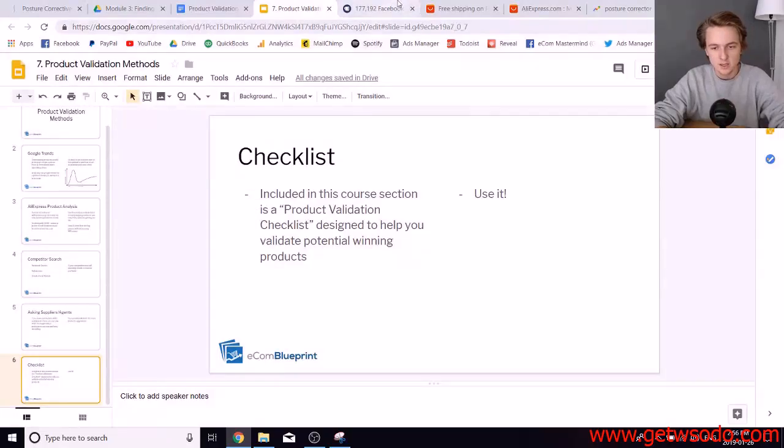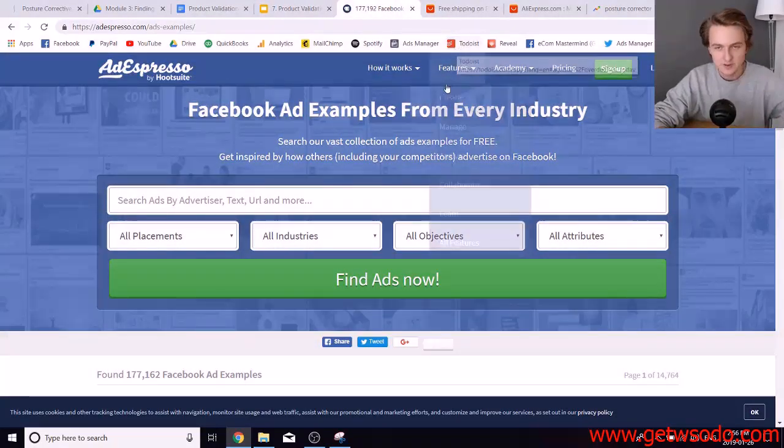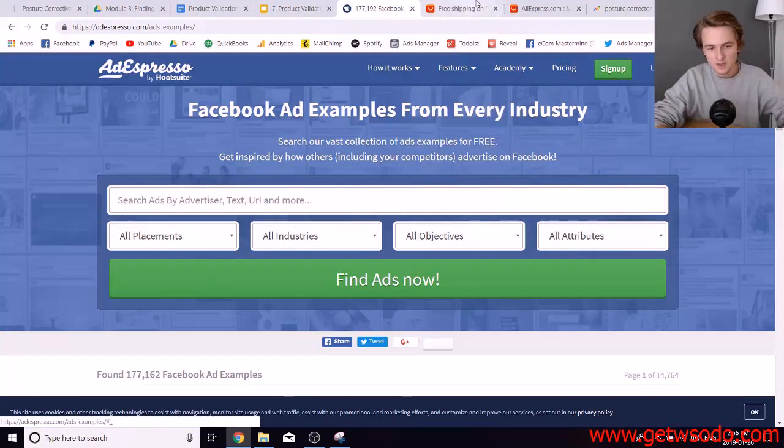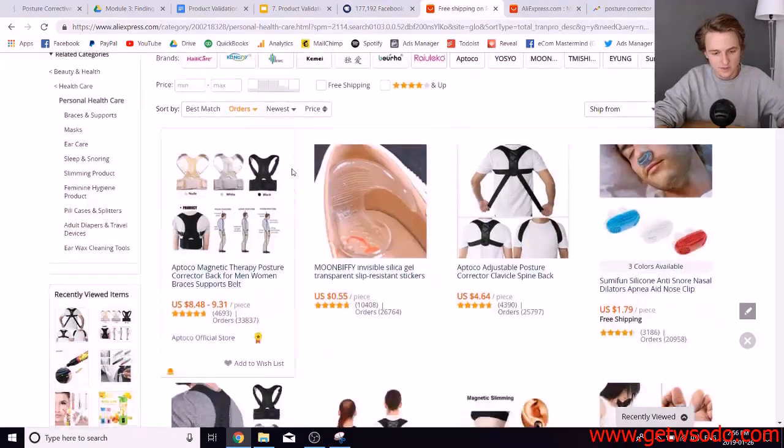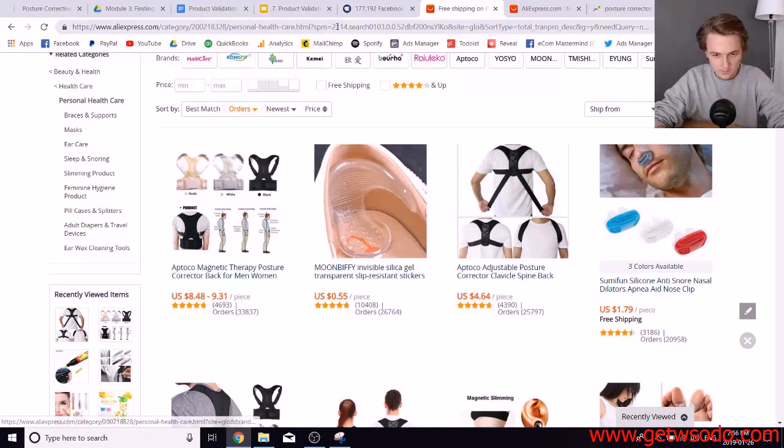And now I'm going to quickly show you exactly how I validated this posture corrector product. So this is the product. I found it here, and as you can see, it has 34,000 orders. It didn't have this many when I first got into it. So I found this product.